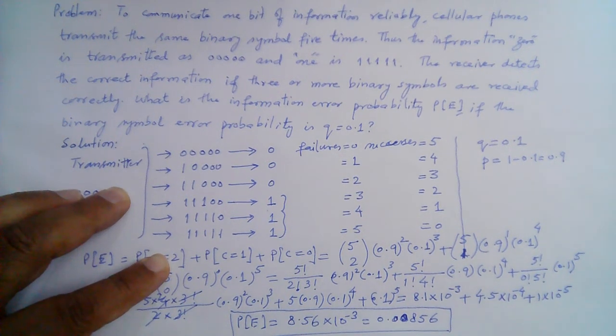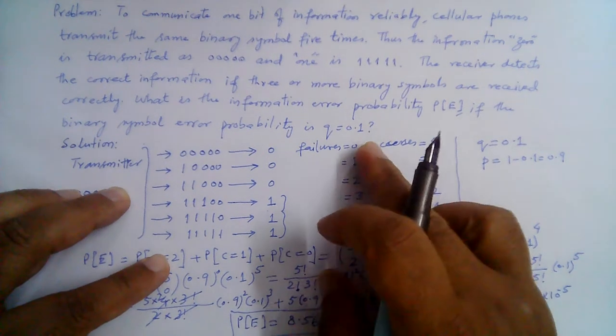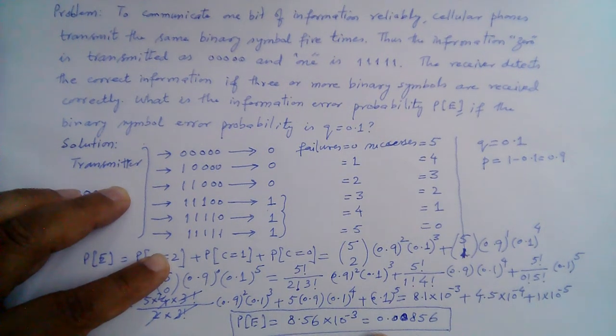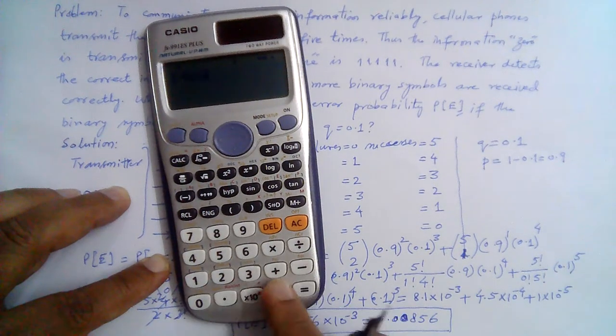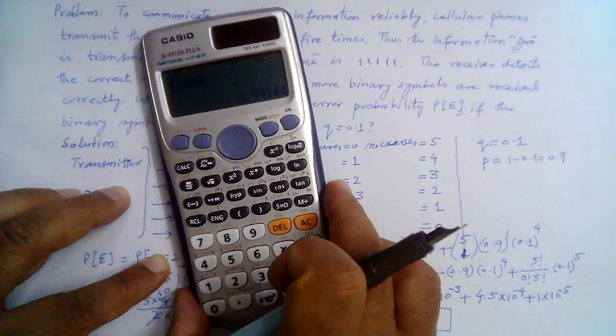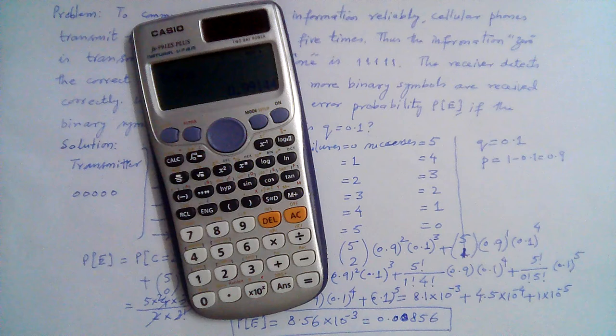Stated in another way, the probability of success when only a single bit is transmitted is 0.9. However, when a single bit is transmitted using this 5-bit symbols, then the probability of success is 1 minus this value, the answer, which is 0.9914. So the probability of success increases by a large value. So probability of success with a single bit transmission is 0.9 only, and with 5-bit transmission it is more than 0.99, which is quite a large value. So this concludes the solution to this problem.